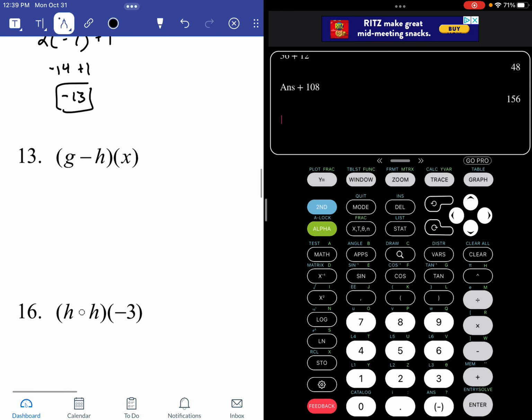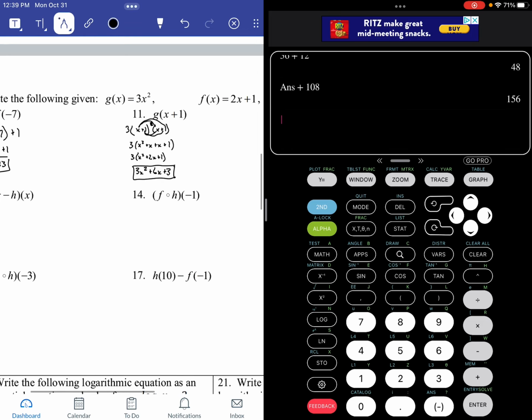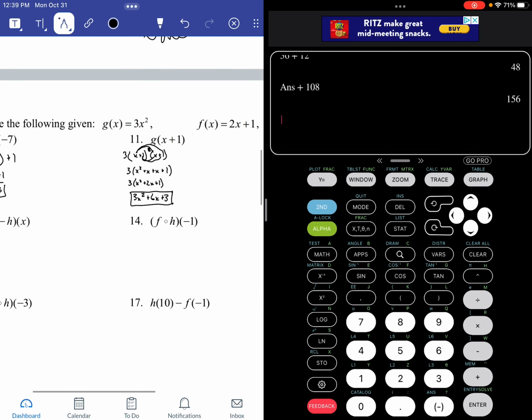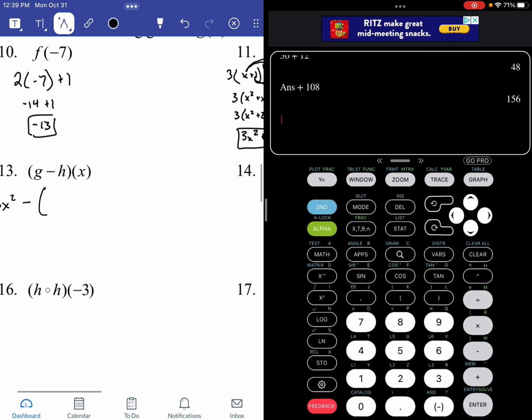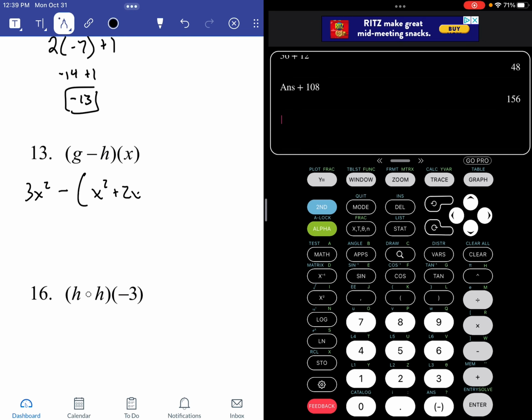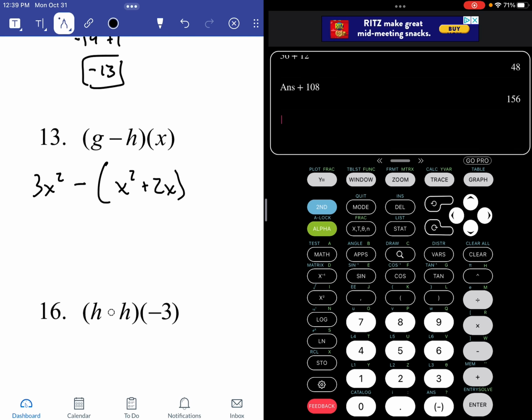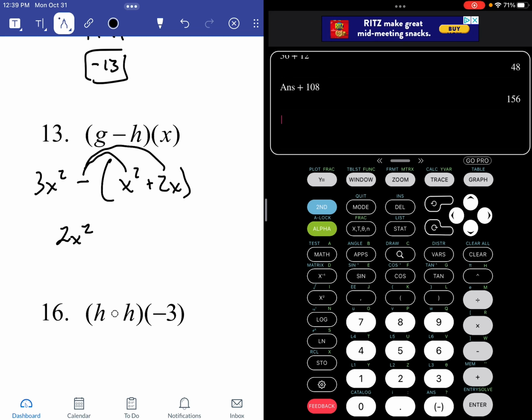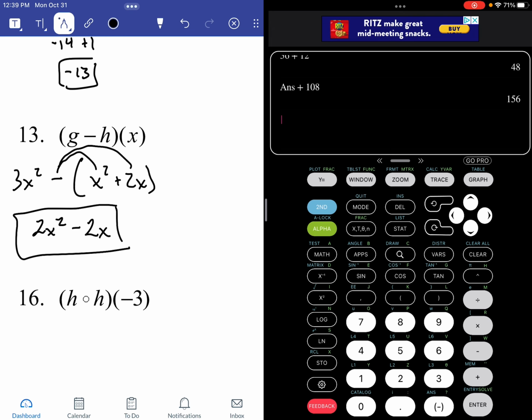All right. Here we're doing g minus h with the x function. So we have g is 3x squared minus, what is it over here? The h function was again x squared plus 2x. It's really important that you put the h function in parentheses because you have to distribute this negative sign to both terms in here. So 3x squared minus x squared is 2x squared, and then negative 2x. And then you're done. Okay, we just put x in for the x values, which doesn't change what they are.